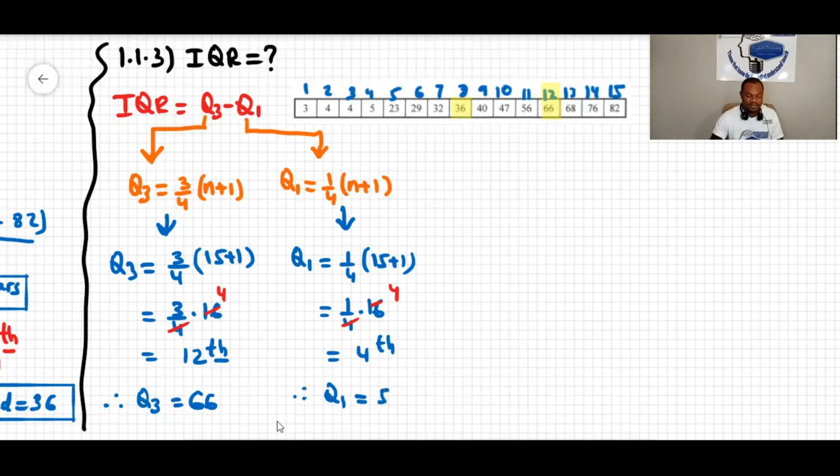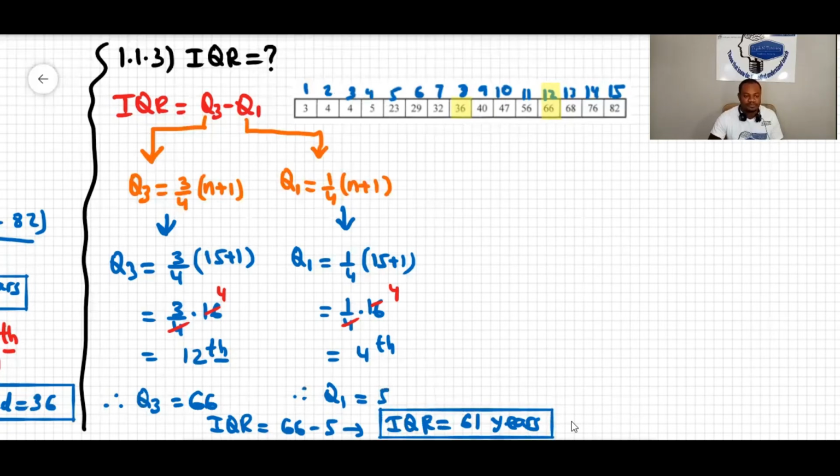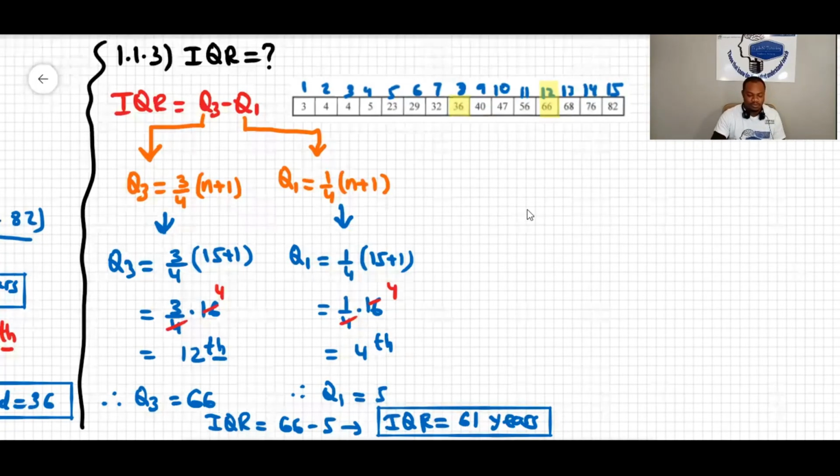Then I can find the interquartile range. The interquartile range is equal to 66 minus 5, which means that the interquartile range is equal to 61. So 61, yes, that is the interquartile range. Now I can also move my book over here.